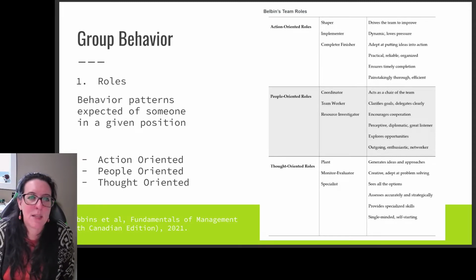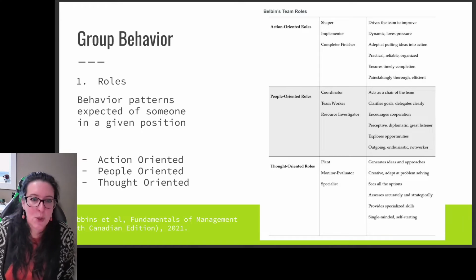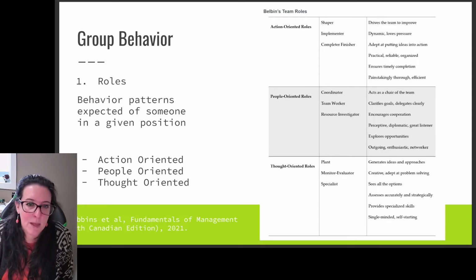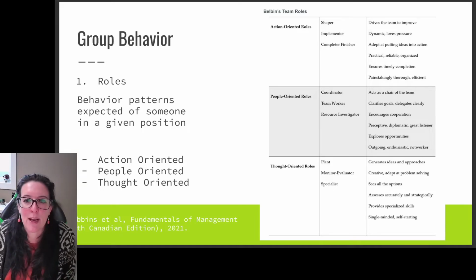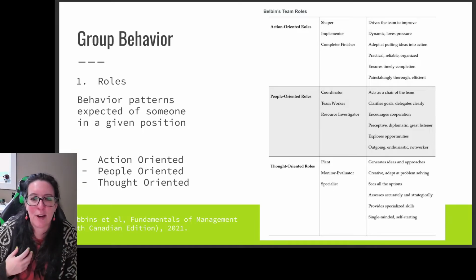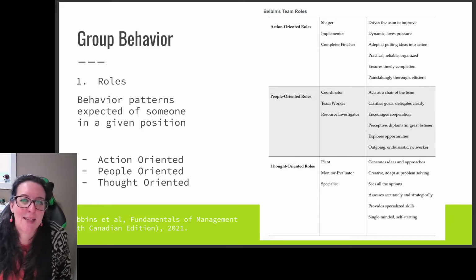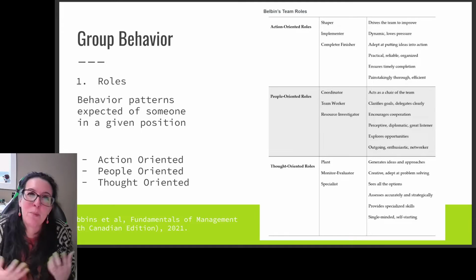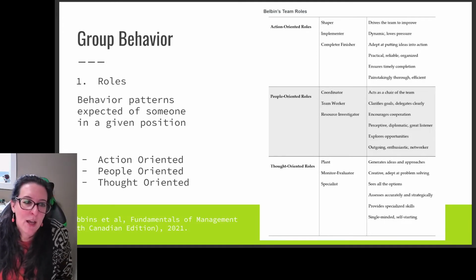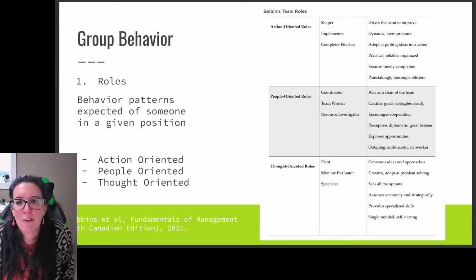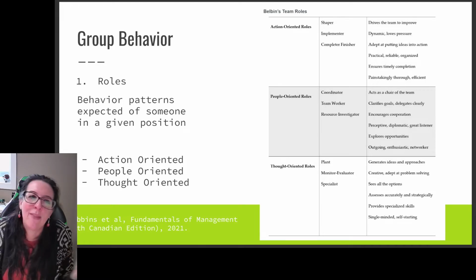Then there are people on the team that are more people-oriented. So they are the one who does more coordination. They're likely to be the one who's kind of the chair or the leader of the team because they're encouraging cooperation. They're encouraging different perspectives. They're going to be someone who's more outgoing and enthusiastic, more of the networker. They're going to be more diplomatic and more of the listener. They're encouraging cohesion of the team. At the same time, clarifying the goals, delegating the tasks, ensuring people have a role and the people are contributing.